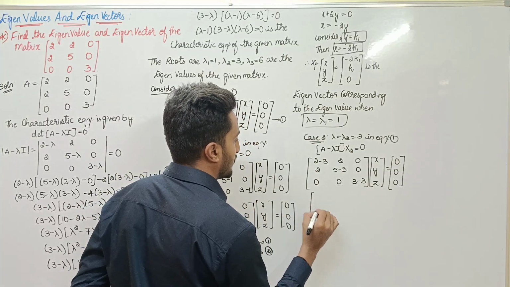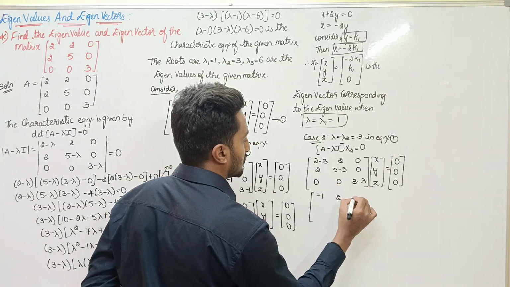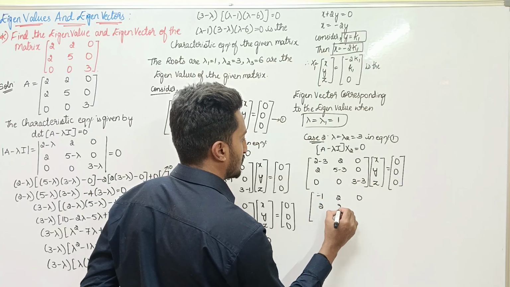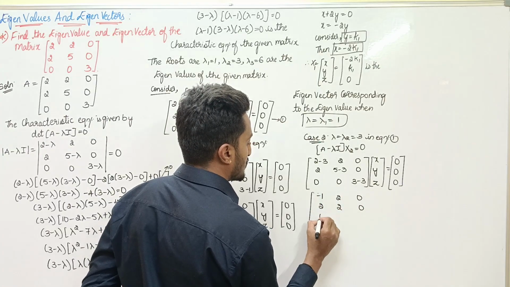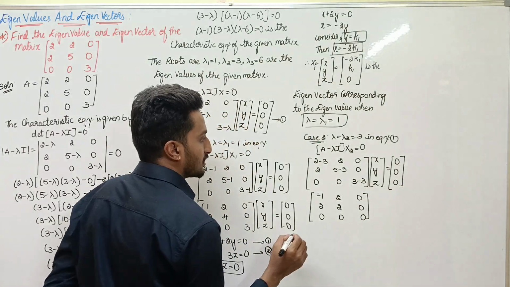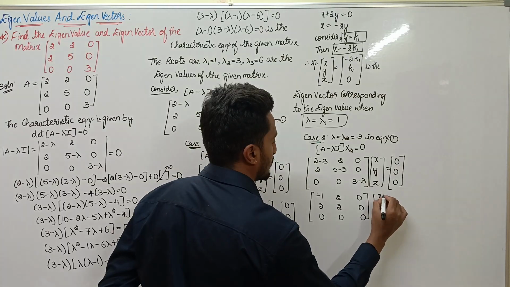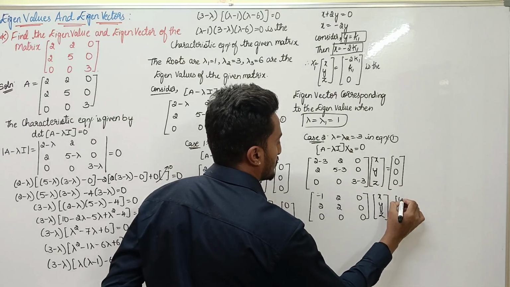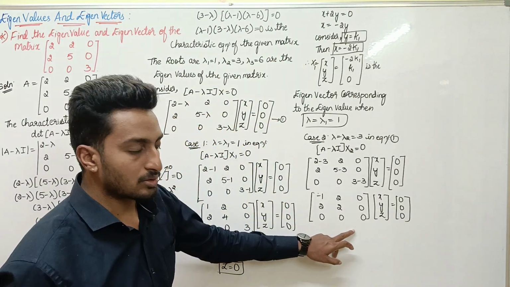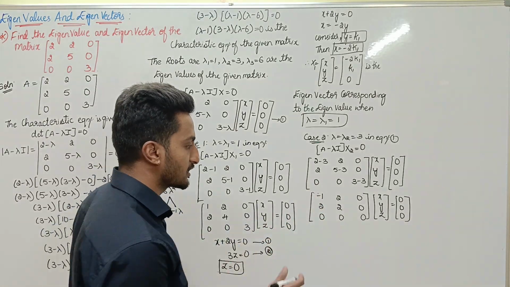Now just simplify. 2 minus 3 minus 1, 2, 0, 2, 5 minus 3, 2, 0, 0, 0, 0. See, this is our condition, that is x, y, z, which is equal to 0, 0, 0. Now we don't have the last row. Since we don't have the last row, now let us find x and y. First, let us find x and y.